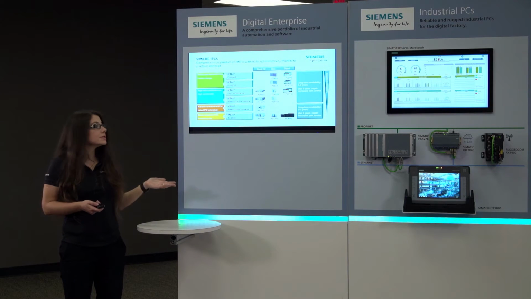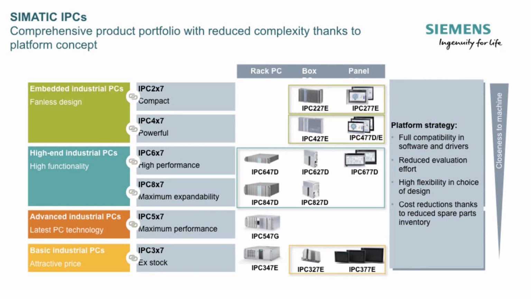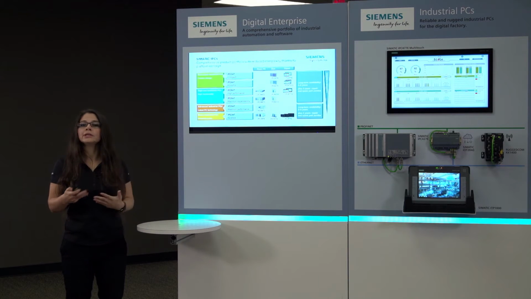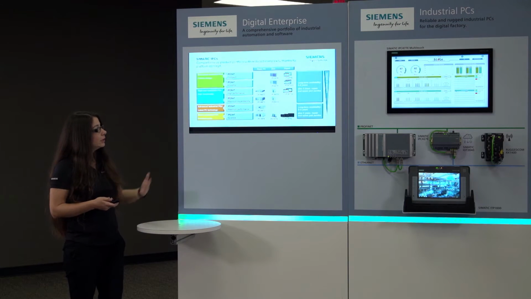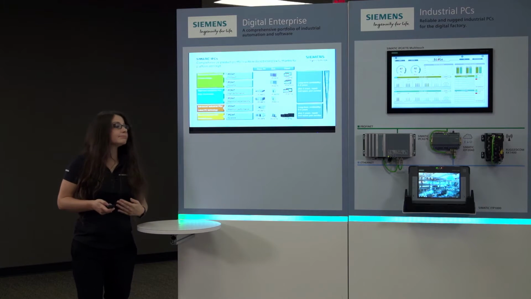If you need more processing, more performance, and more expandability, because we have many more interfaces, then you can go with our high-end and our advanced IPCs. We also now have an option for basic IPCs. They are available from stock, because normal IPCs are built to order with the amount of configurations that we have. Now we have this option that is already in stock here.